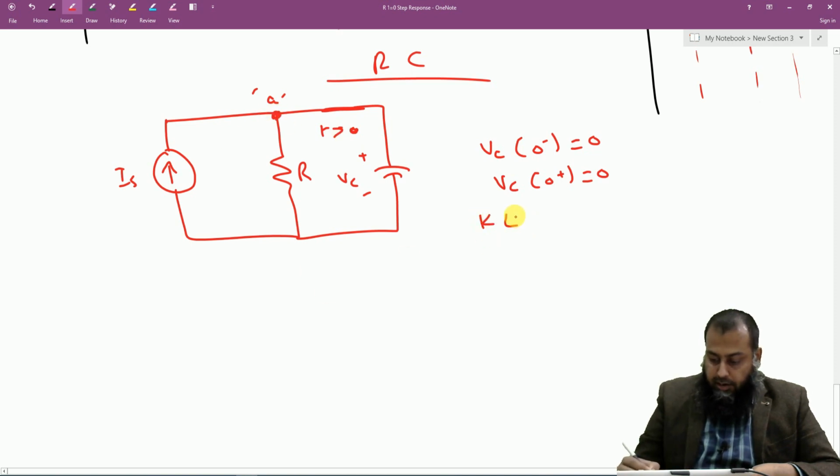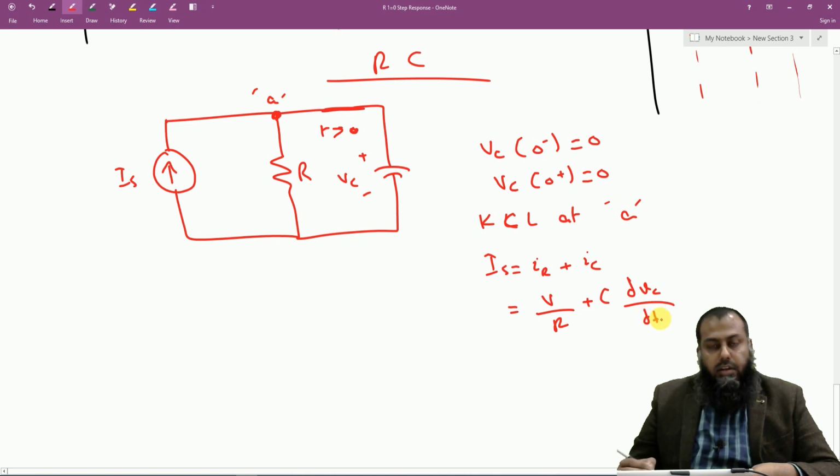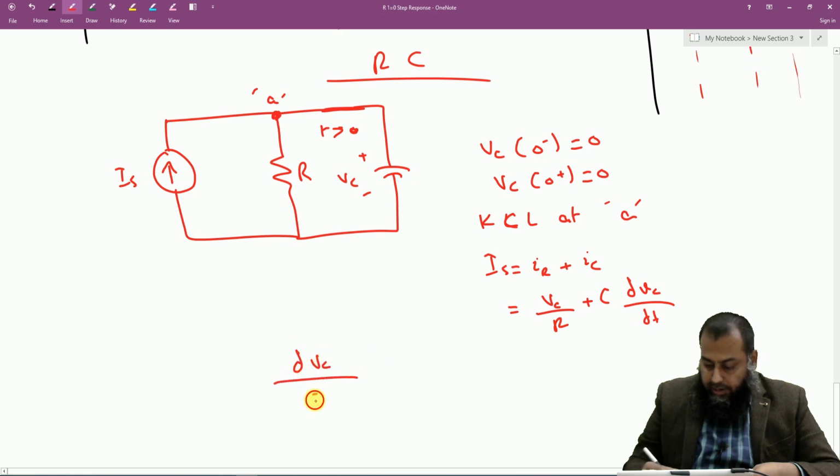So KCL at A yields that IS is equal to IR, which is the current through this resistance, plus IC, and that is equal to V over R plus C dVC by dt. And we notice that because all the three branches are connected in parallel, I can also say that V is equal to VC. So this can be written as dVC over dt plus VC over RC is equal to IS over C.